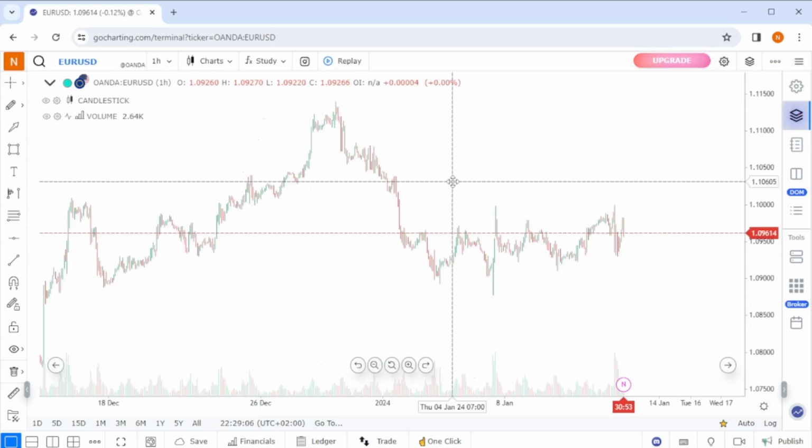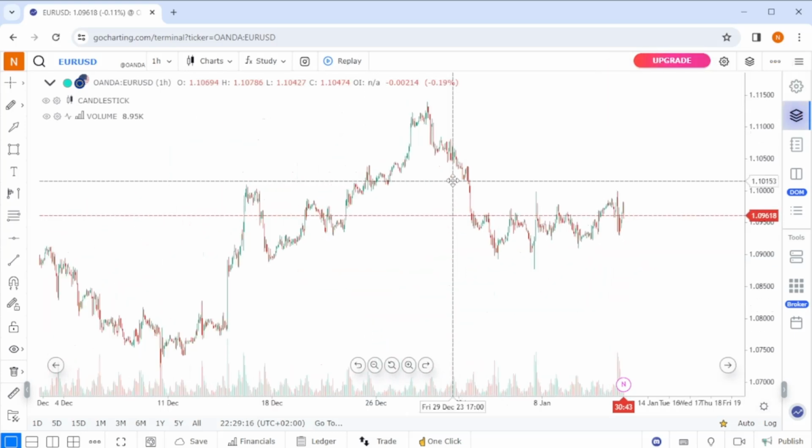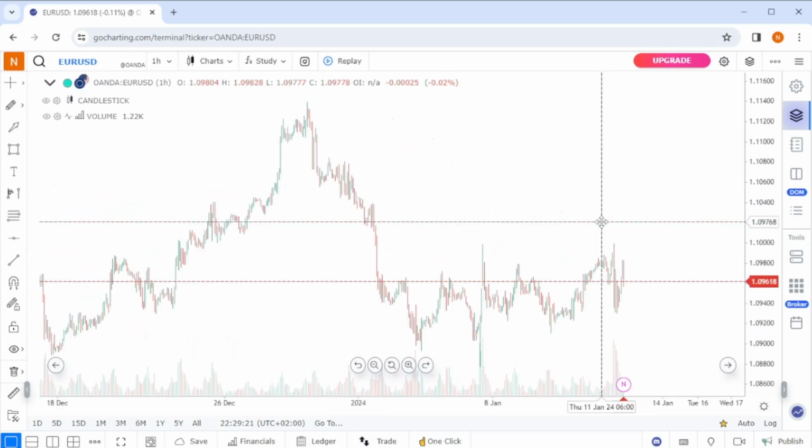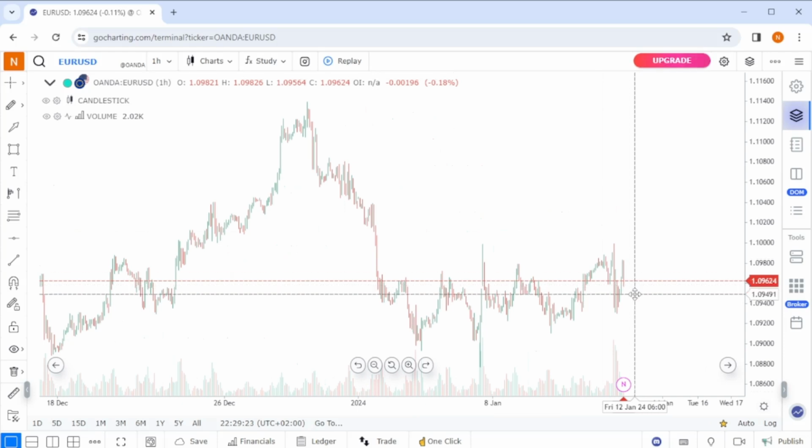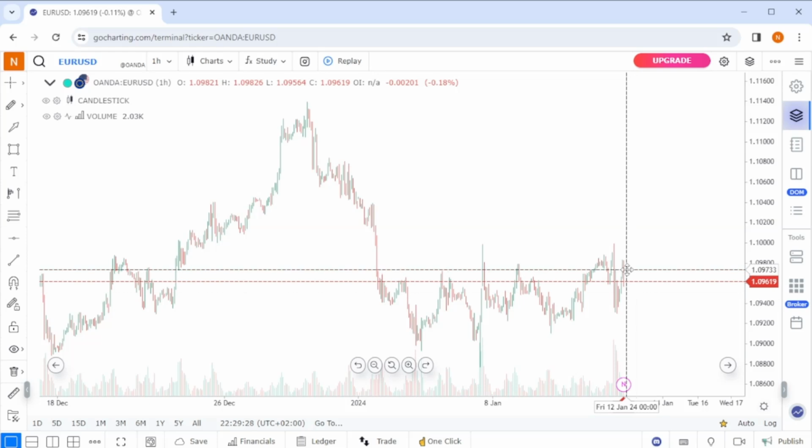Where are my trend lines? Okay, but either way, it's still fine. I can still explain what I want to explain. So as you guys can see, right here, we have this bearish candle.